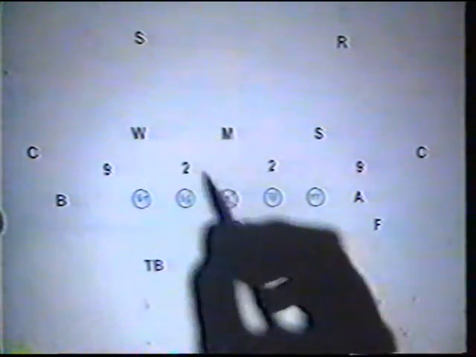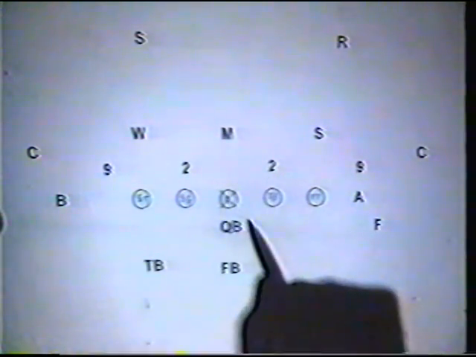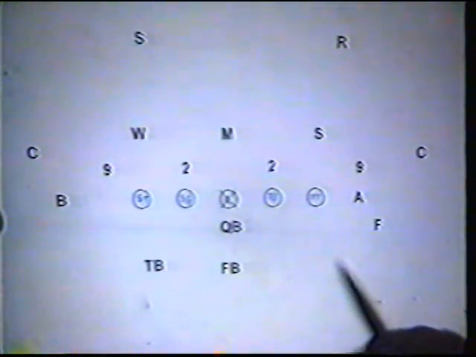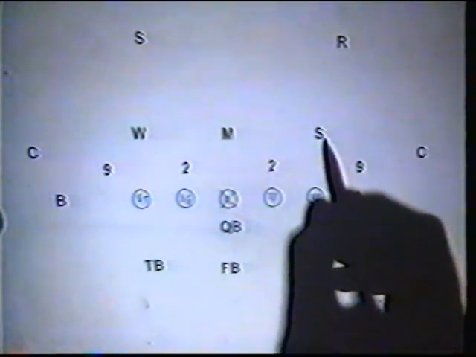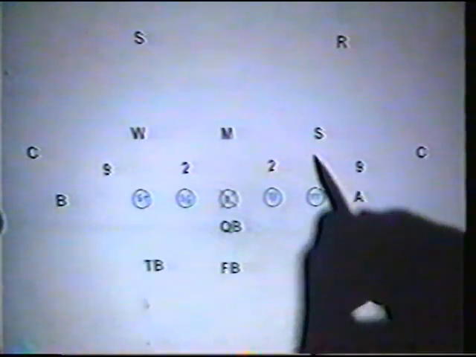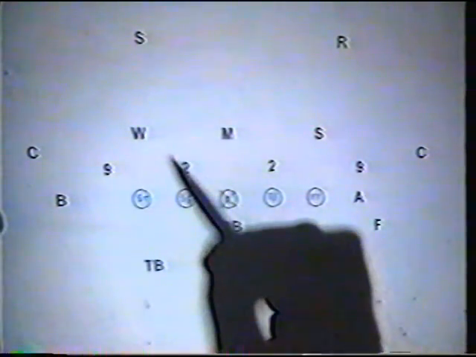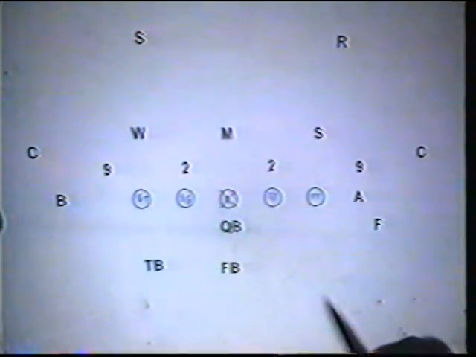And then the two techniques, obviously, are the defensive tackles. Sam is usually the strong side linebacker. That's what the S is. And Willie is the weak side linebacker, and Mike is the middle linebacker.